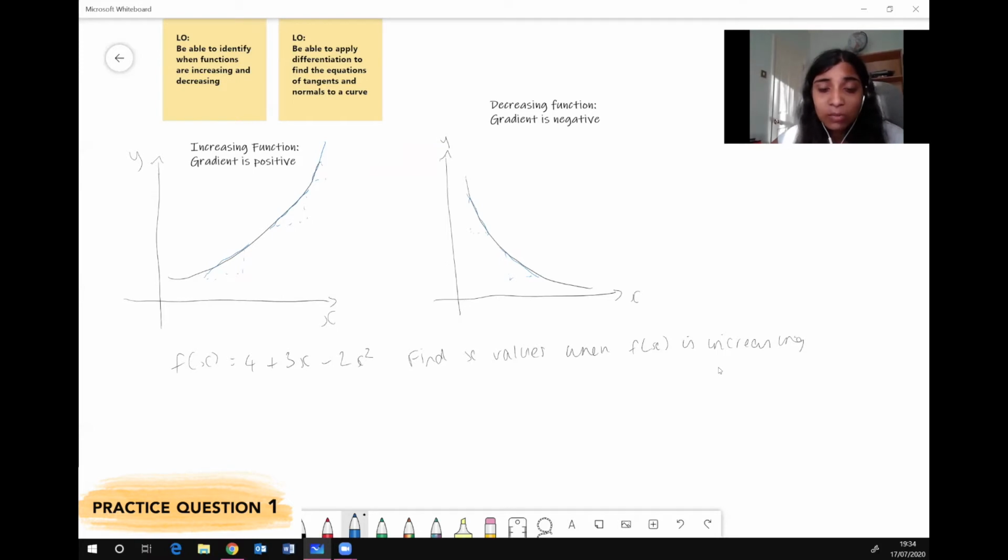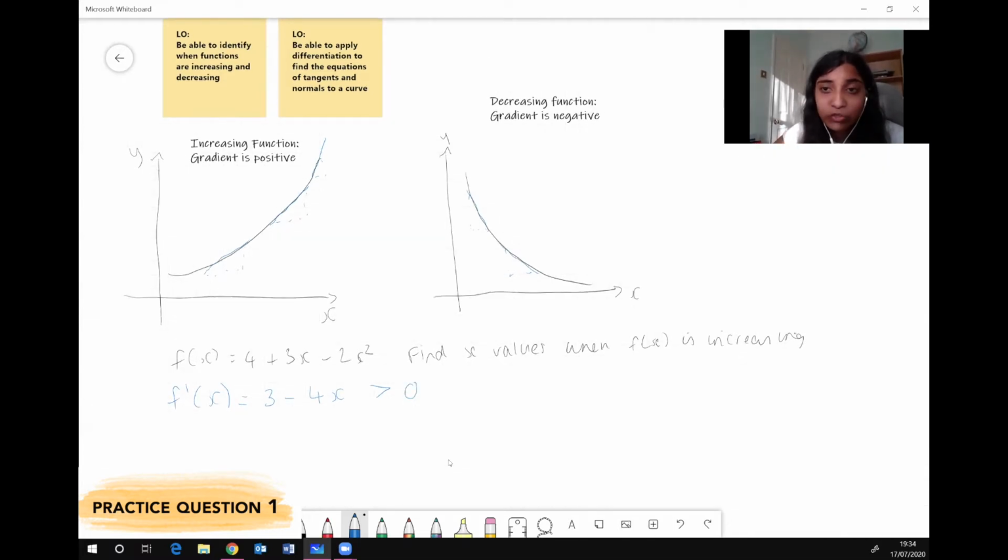So we want to find when f of x is increasing. So we want to find where the gradient of f of x is positive. First you want to differentiate to find the gradient. So f dash of x: your 4, if you differentiate that, will just go to 0. Your 3x would go to 3, and then your minus 2x squared would become minus 4x. And we want to know when this is greater than 0, because that's when it's positive.